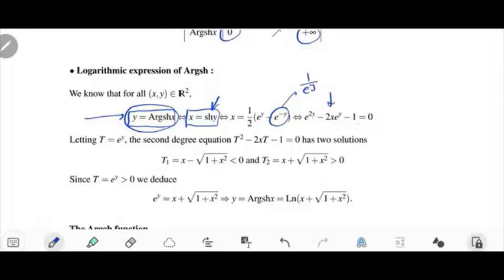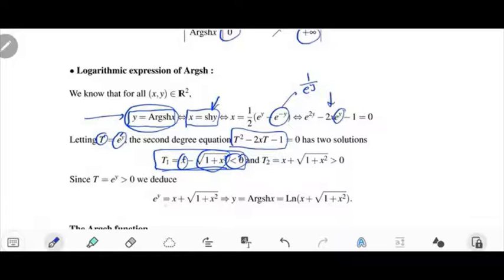So if we call e^y here big T, then we have a second degree equation in T which we will solve, and it will have two solutions, x minus square root of 1 plus x² and x plus square root of 1 plus x². But since square root of 1 plus x² is greater than x, this t1 here is negative, so it's not the good choice, because t is equal to e^y and e^y is always positive. So t2 equals x plus square root of 1 plus x² is the good choice.